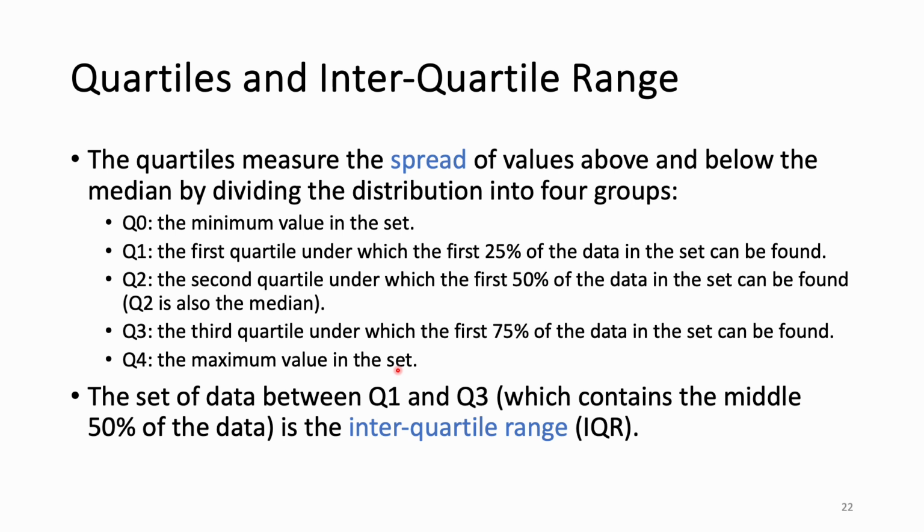To calculate the interquartile range, you need to subtract the value of Q1 from Q3. So it's the set of data between Q1 and Q3, and this contains the middle 50% of the data.